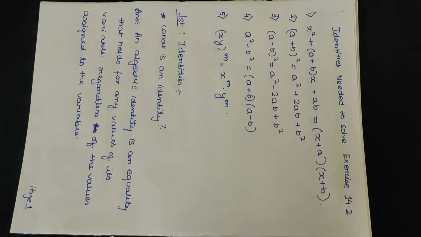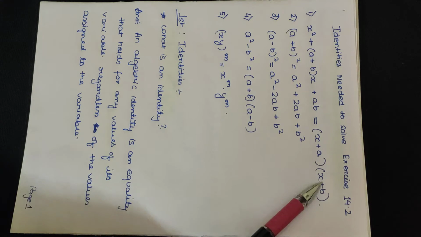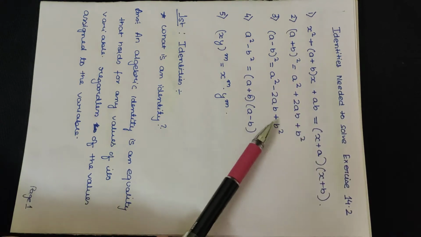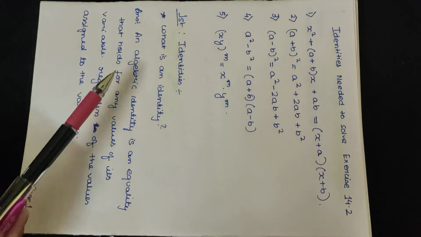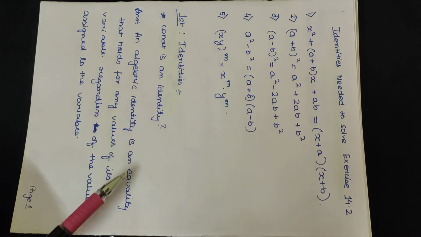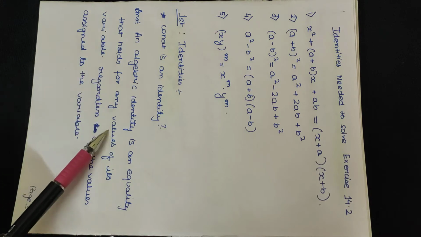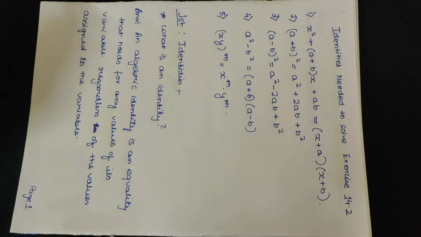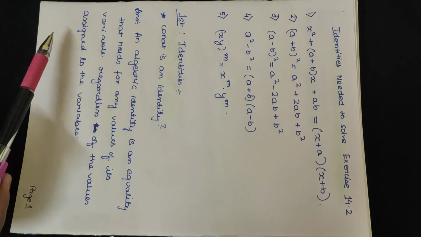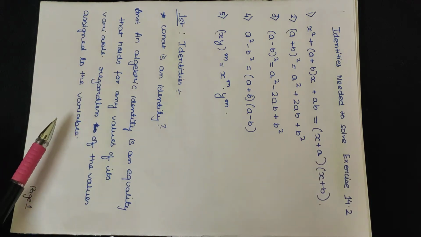So to solve exercise 14.2, we need to memorize the basic identities. Here I have listed down 5 identities. So what is an identity? An algebraic identity is an equality that holds for any values of its variable. It must be true whatever value is assigned to the variable.